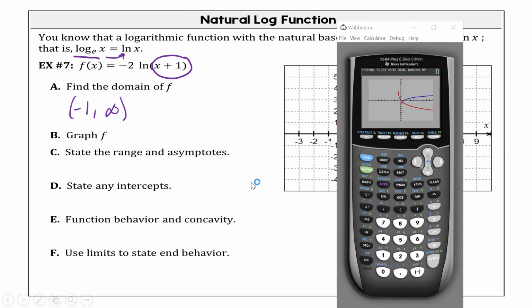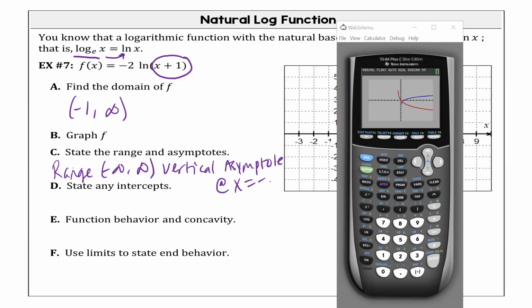All right, state the range and asymptotes. So the range here, because log is the inverse of exponential, is going to be all real numbers, right? So our range is from negative infinity to positive infinity. And we have a vertical asymptote at x equals -1 now, right? That's where that imaginary line is.